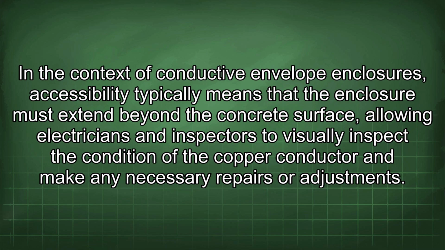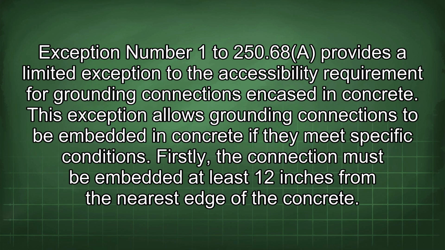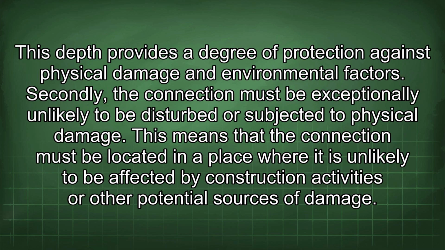Exception number 1 to 250.68 provides a limited exception to the accessibility requirement for grounding connections encased in concrete. This exception allows grounding connections to be embedded in concrete if they meet specific conditions. Firstly, the connection must be embedded at least 12 inches from the nearest edge of the concrete. This depth provides a degree of protection against physical damage and environmental factors.